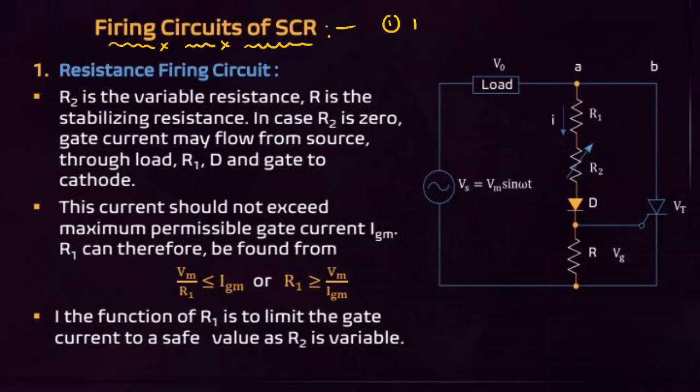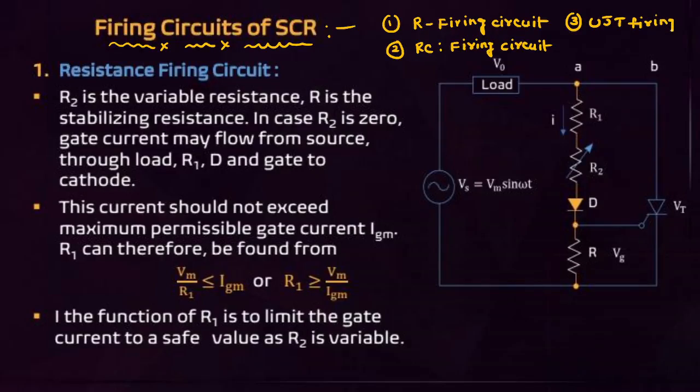R firing circuit, RC firing circuit, and one more is the UJT firing circuit. These are the three firing circuits.